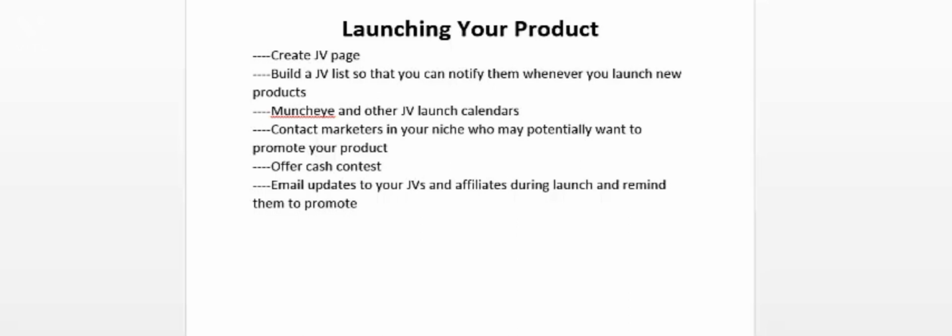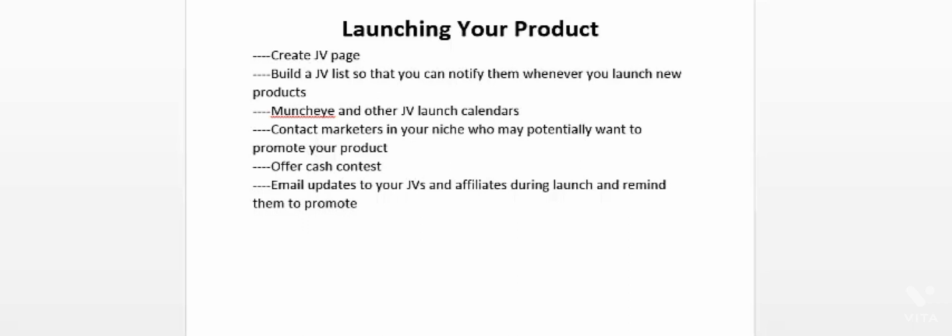When you have a product launch coming, list your product on one of these many JV launch calendars, such as Muncheye. I just use Muncheye, but if you want, you could use other JV launch calendars. And what I'm talking about is websites where they list upcoming product launches, okay? Because you want to get exposure and you want affiliates to take notice of your upcoming product launch.